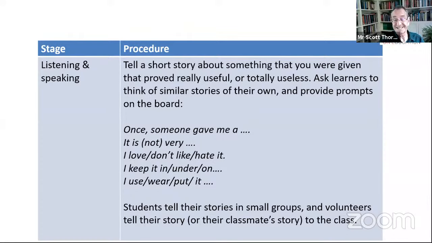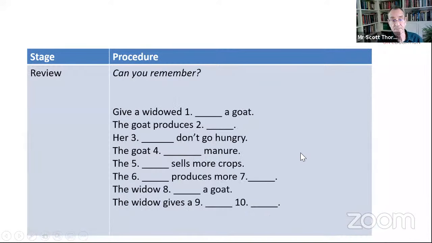Once, my sister gave me a stamp album for my birthday, but I didn't have any stamps to put in it. It was totally useless. You ask learners to think of similar stories and provide prompts on the board. So once someone gave me it, what I love, don't like it. Yeah, so you're giving them some language so they can tell their story about their useful or their useless gift. And then they can share these stories with the rest of the class. So this is just a suggestion of a way of following up on the original text.